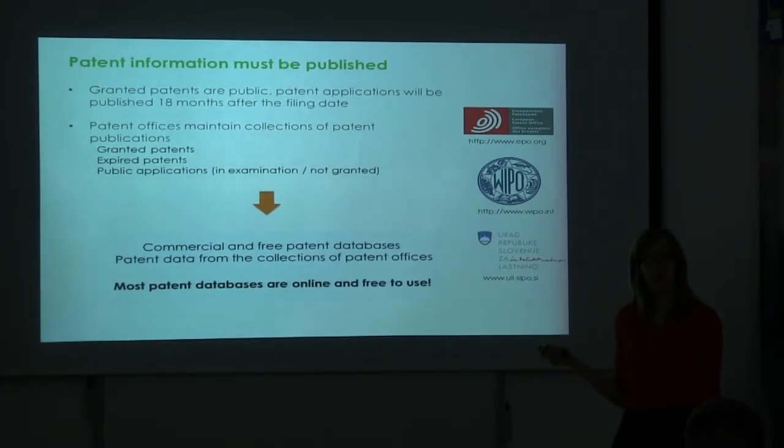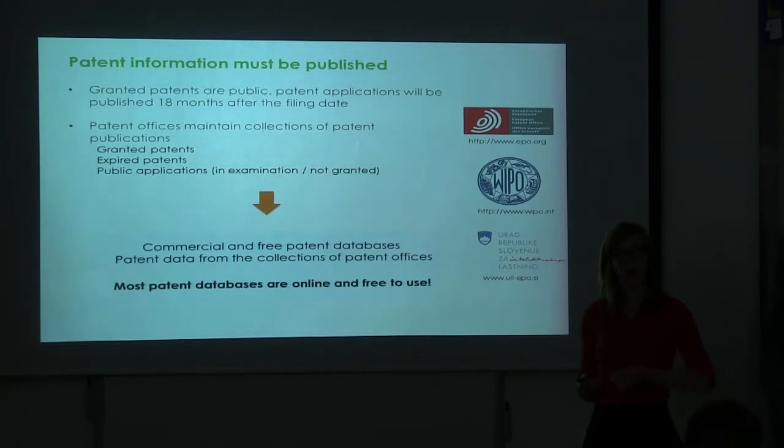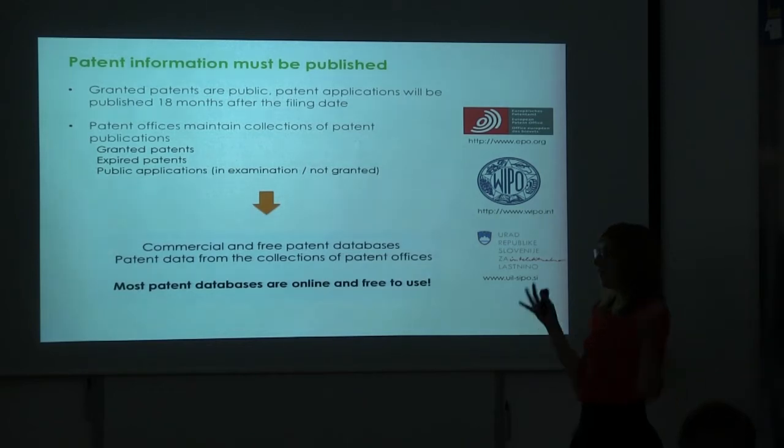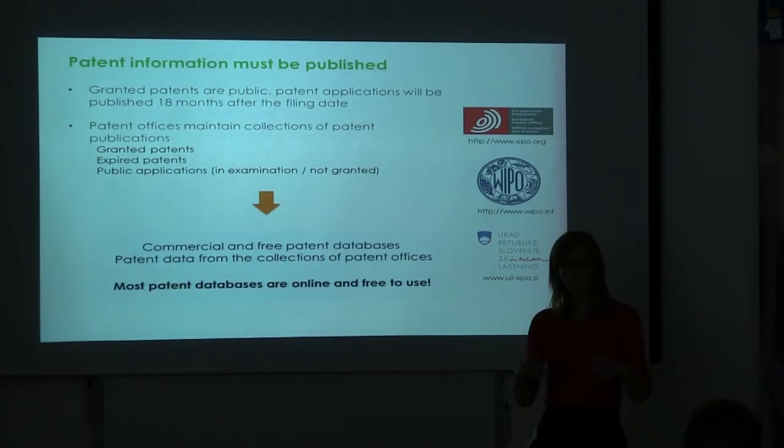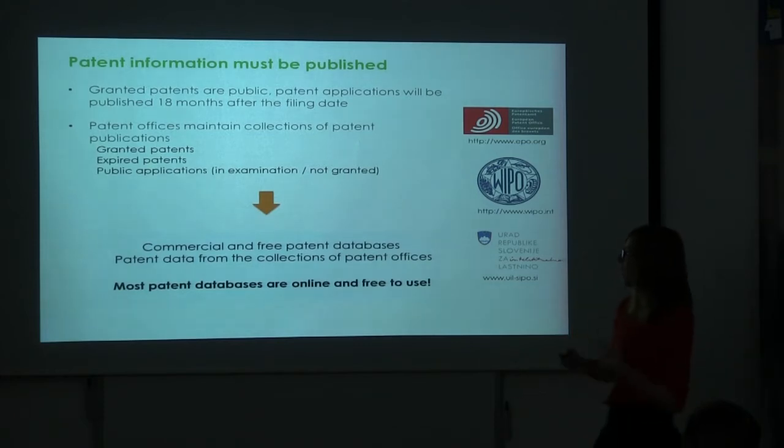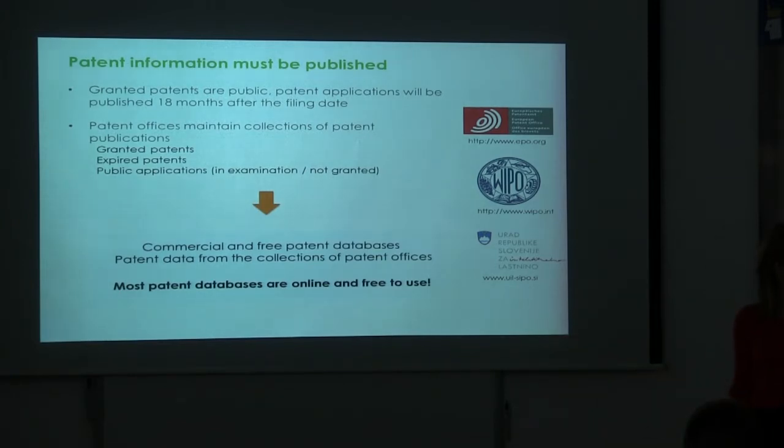The patent offices, which are usually the institutions where you actually apply for a patent, keep collections of these documents. And these are patent applications, granted patents, and expired patents. You can find everything in the databases. They publish them online, they compile that in registers, which can be reached at the offices. And they also compile them between themselves into huge databases, which they then maintain and also put online for free. So a lot of them are online and free to use, and you should use them.